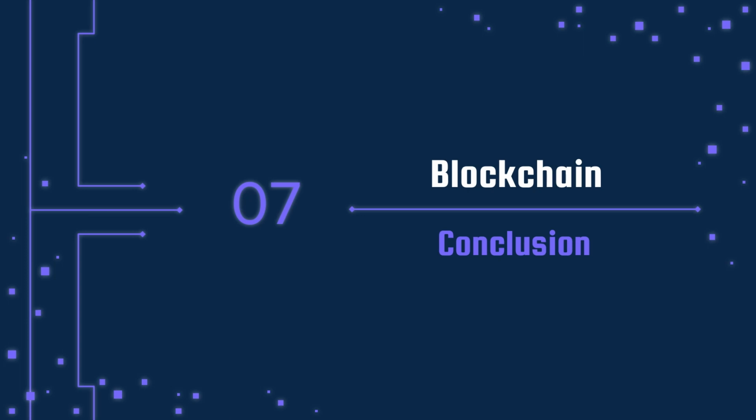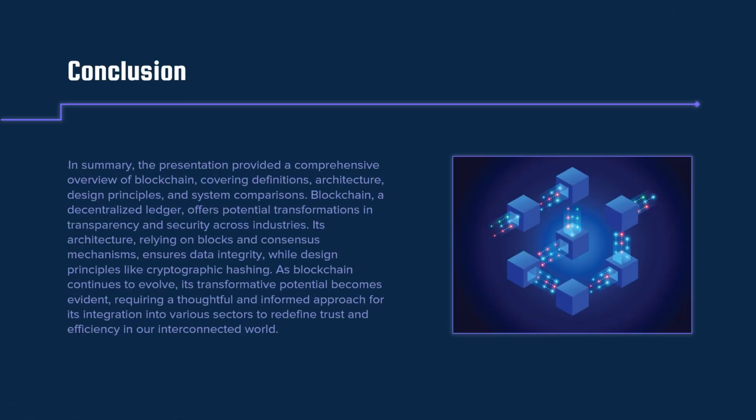Chapter 7, Conclusion. In summary, the presentation provided a comprehensive overview of blockchain, covering definitions, architecture, design principles, and system comparisons. Blockchain, a decentralized ledger, offers potential transformations in transparency and security across industries. Its architecture, relying on blocks and consensus mechanisms, ensures data integrity, while design principles like cryptographic hashing support it. As blockchain continues to evolve, its transformative potential becomes evident, requiring a thoughtful and informed approach for its integration into various sectors to redefine trust and efficiency in our interconnected world.